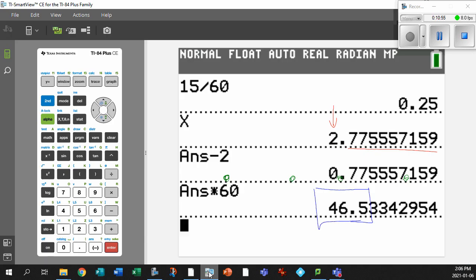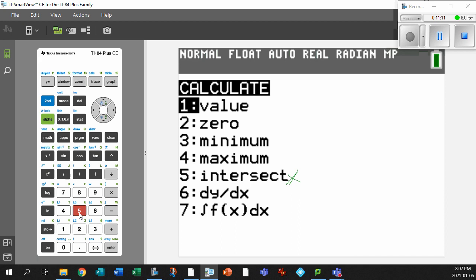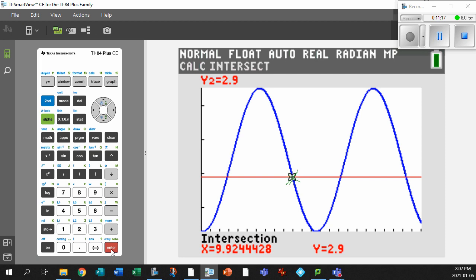Let's find out another one, just for the sake of humoring me, shall we say. Okay, let's go back to our graph. Let's find the other time that it's at that depth. Second calc, find me an intersect 5, but now we're going over to this guy. Check it out. Enter, enter, enter. We're at 9.924. Okay, what does that mean?